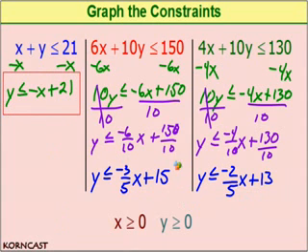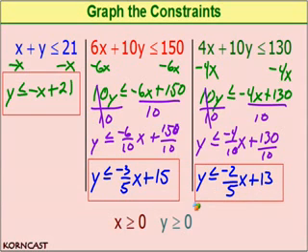And what I end up with is 3 inequalities, solved for y, so they're in slope-intercept form, so they're going to be pretty easy to graph. And I'm going to be also left with my 2 common sense constraints. And so in order to get my feasible region, I'm going to graph these 5 inequalities.